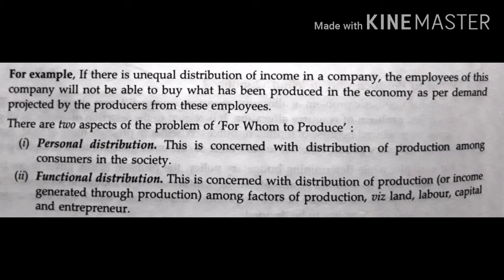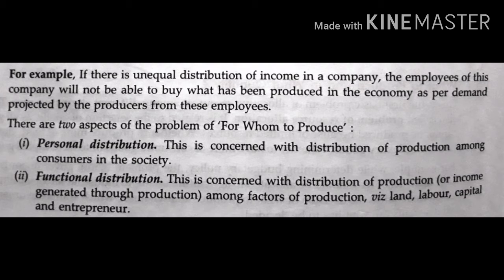So hence, from this stanza, we come to a conclusion that there are two aspects of the problem for whom to produce. Number one, personal distribution. Personal distribution here means this is concerned with the distribution of production among consumers in the society. That means whatever amount of goods and services are produced, these goods and services are not equally distributed among all the consumers in the society.